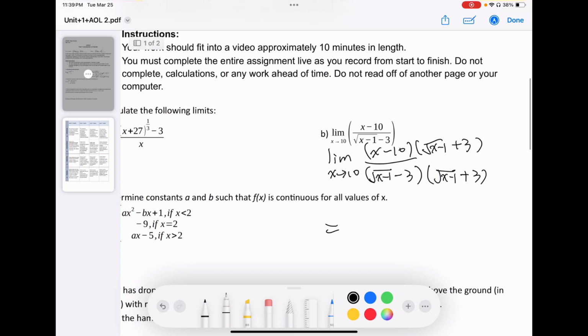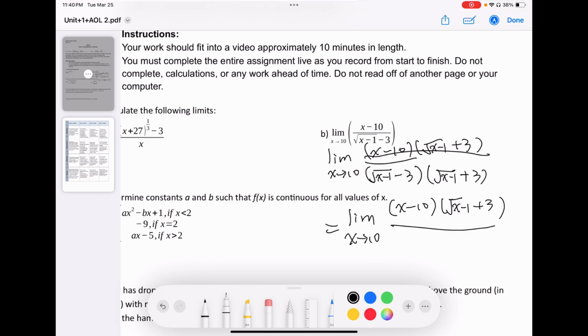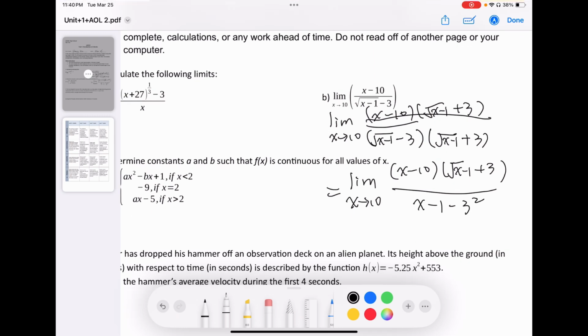And now it will be equal to the limit as x approaches 10. We don't have to figure out the part over here just yet, so we just write it down right now. Plus 3, and then we multiply, so it'll be x minus 1 minus 3 cubed. And then we notice here that minus 3 cubed minus 1 is also x minus 10. So we can just cancel out x minus 10 right here.